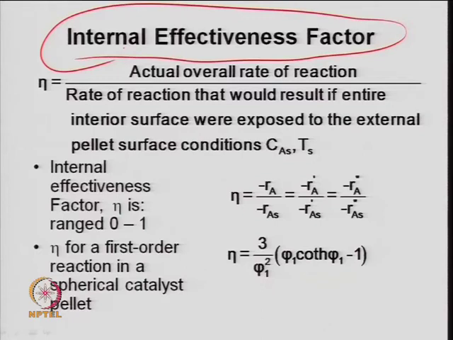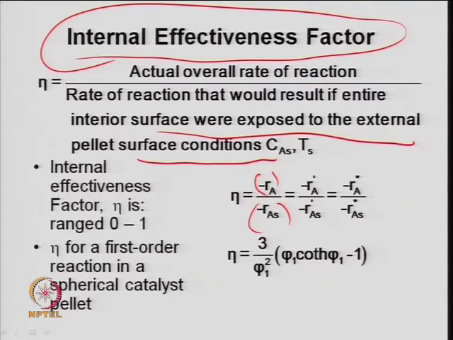Here I am saying internal because it is diffusion into the pore of a catalyst, or in the solid material, into a pore of a spherical pellet. The definition of effectiveness factor simply says: the actual overall rate of reaction divided by the rate of reaction that would result if the entire surface were exposed to the external pellet surface condition. What does it mean? By definition, eta is given by minus r_A divided by minus r_AS.